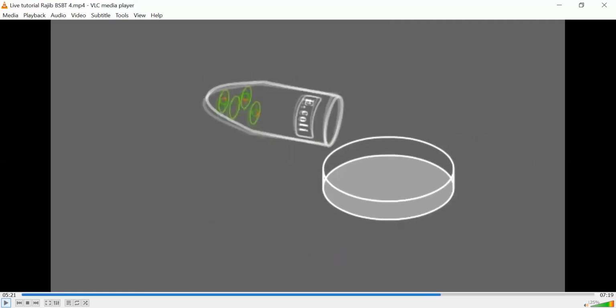Before the transformation, we have to make the bacterial cells competent. Ice cold calcium chloride is basically used to make the bacterial cells competent. How to make them competent, I will describe in another section. Today I am just going to describe how molecular cloning is basically executed.